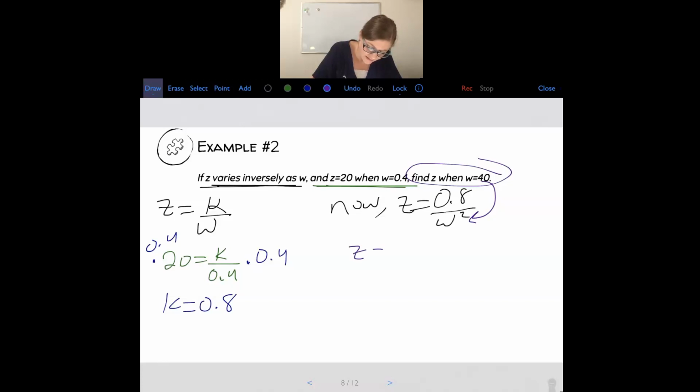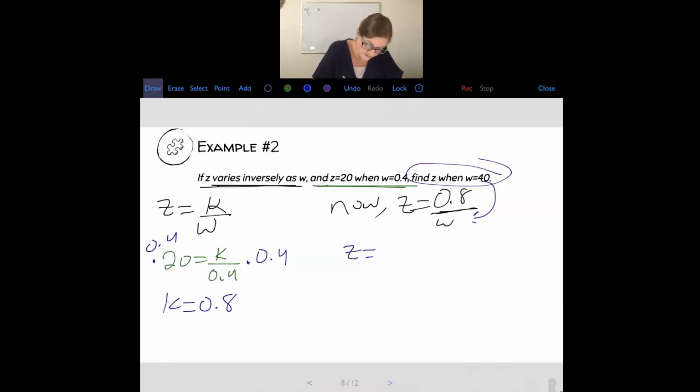So we have z is equal to 0.8 over 40 squared. Okay, so I'm going to plug this into the calculator. Oh, there's no squared. Don't know why I put a squared there. Take the squared out. That'll come up next. Maybe I was thinking of a future problem. Okay, so we have z is equal to 0.8 divided by 40. It's just w, not w squared.